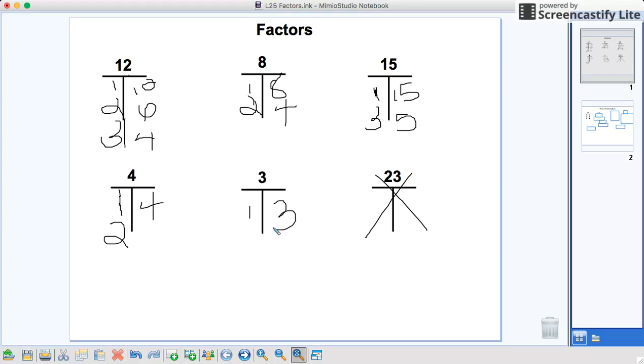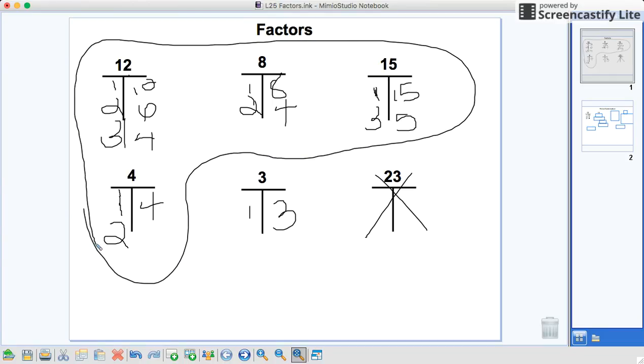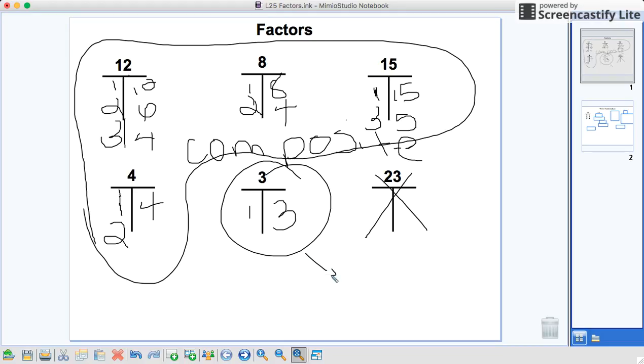Now, let's review. These 4 numbers here are a special kind of number called composite. Composite numbers have more than 2 factors, as we can see from their factor trees. But 3 is a special kind of number. It is a prime number. It means it only has 2 factors. And we have been discussing that in class.